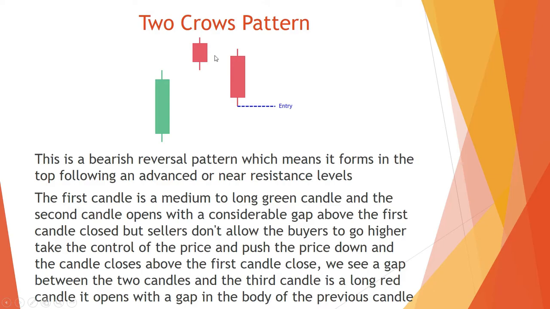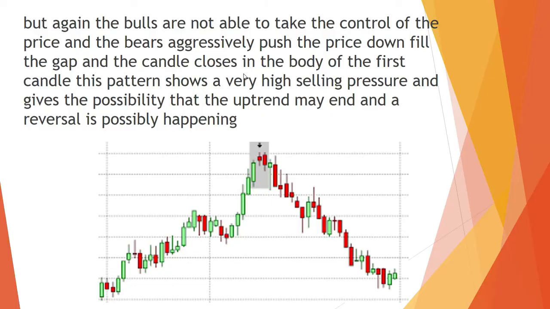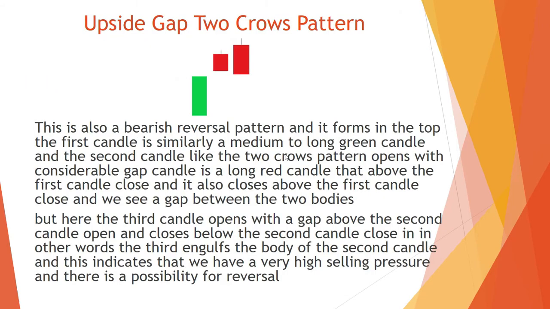We see a gap between the two candles, and the third candle is a long red candle and it opens with a gap in the body of the previous candle. But again, the bulls are not able to take control of the price and the bears aggressively push the price down, fill the gap, and the candle closes in the body of the first candle. And this pattern shows a very high selling pressure and gives a possibility that an uptrend may end and a reversal is possibly happening.